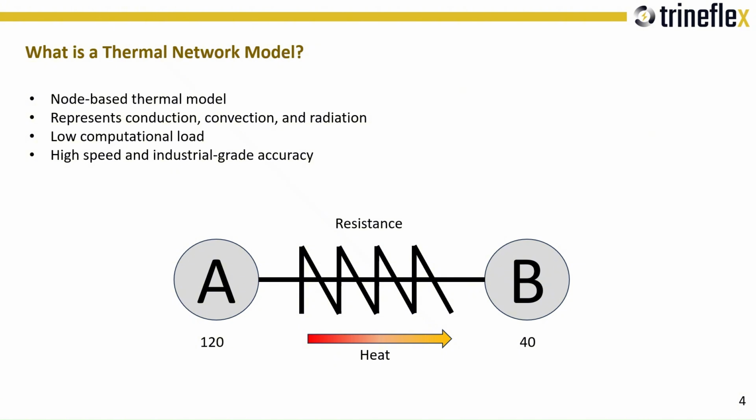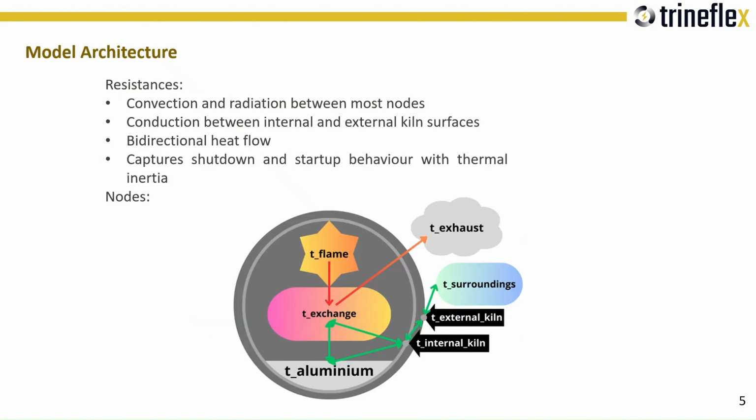The TNM includes 7 temperature nodes: the flame, the exhaust, the combustion chamber, the aluminium, and both the internal and external kiln surfaces, as well as the surroundings. Together, these nodes capture the essential thermal behavior of the kiln.